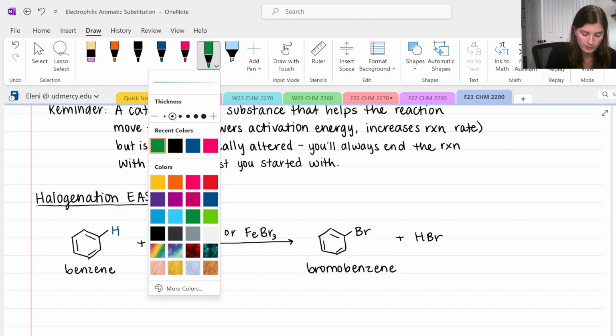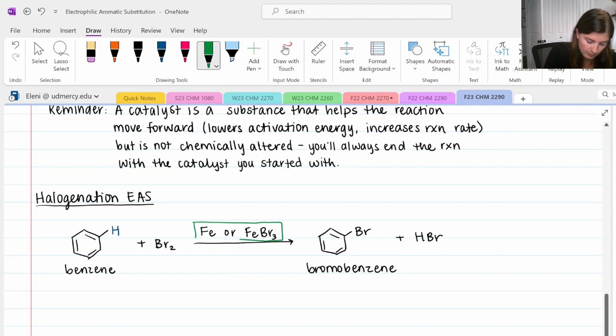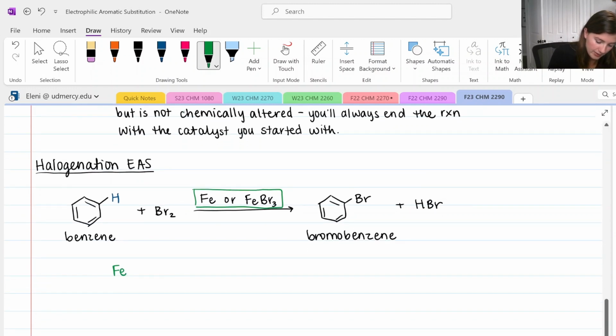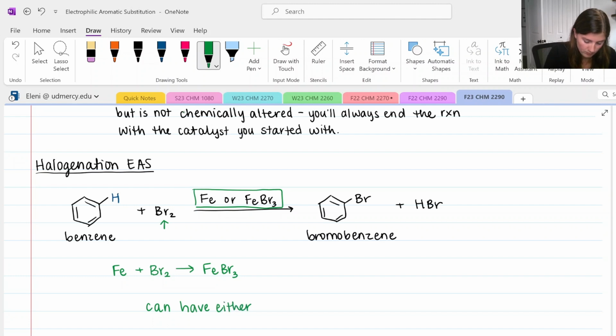So let's first talk about this catalyst, iron or iron tribromide. You can have either present in the reaction mixture, because if you only have iron, and we add, of course, Br2 to the reaction, if these two are in the presence of each other, they generate iron tribromide. So you can have either listed. And you'll certainly see both in example problems.